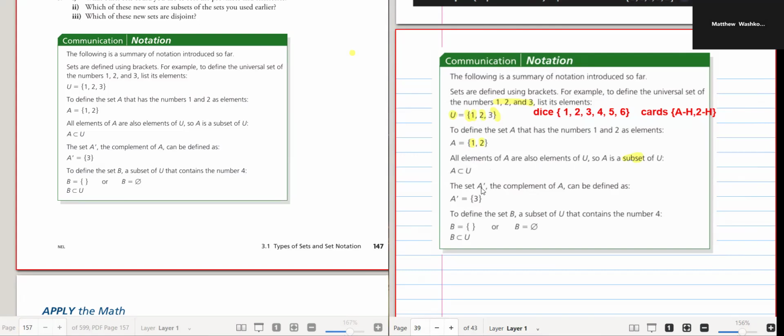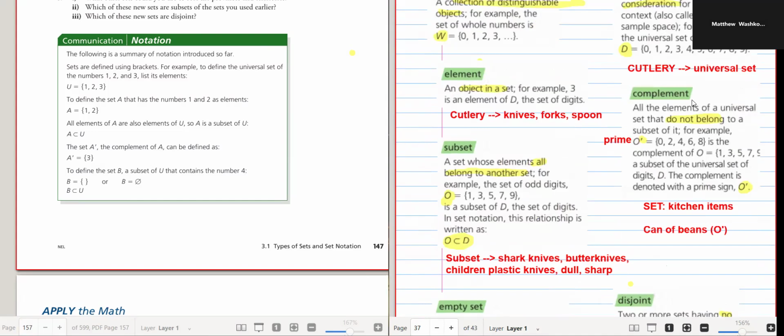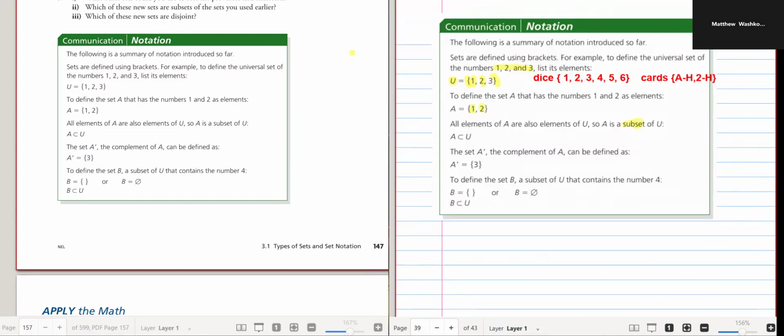That said, A prime, what's prime again? It's a complement. That means it doesn't belong. So A prime means does not belong in A, right? Well, of all these numbers here, which one doesn't belong in A? It's 3. So A prime, right? Pay attention to that little thing there, is 3.